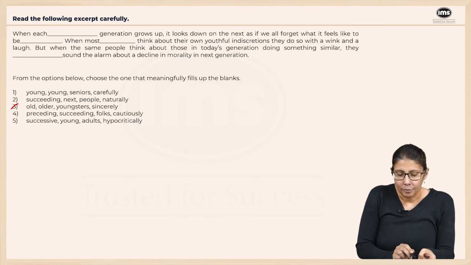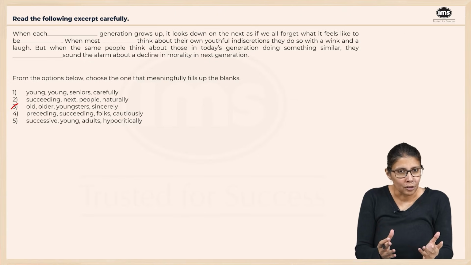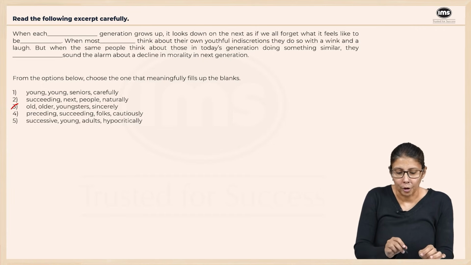Now, let's look at the fourth one. When each preceding generation grows up. Preceding means just the one before. Could be, although I'm a little suspicious about this, but I can definitely eliminate option 3 at this juncture. Let's now move on to the second blank.